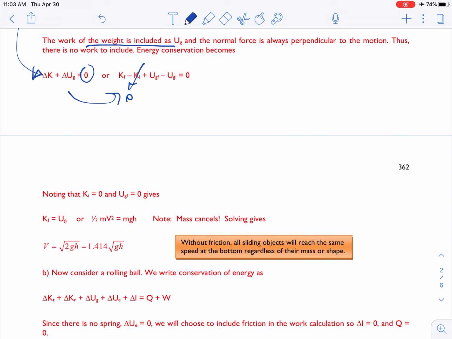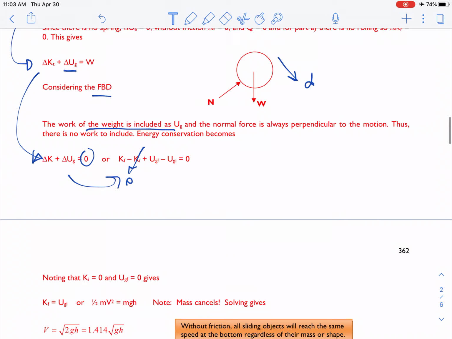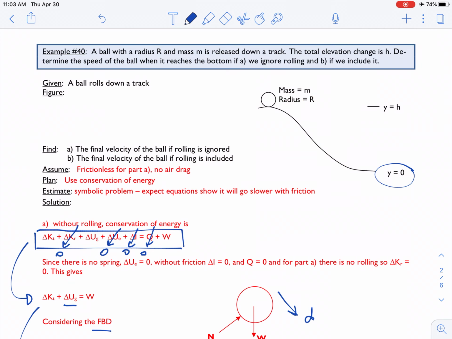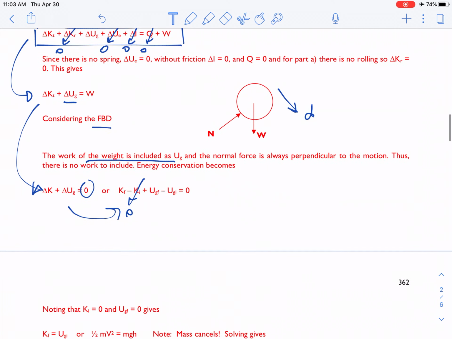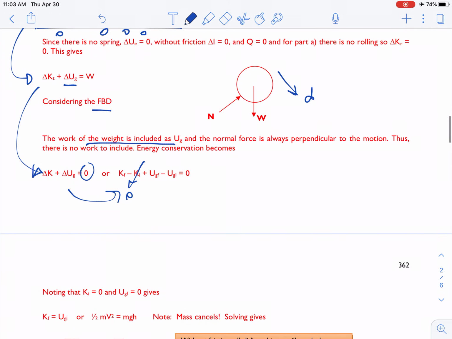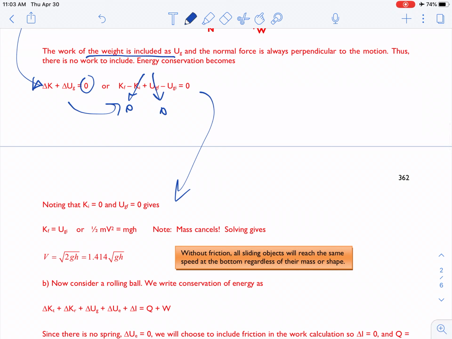And we can also say that the bottom level, as you can see in the figure, is y equals 0. So we can say that the final potential energy is going to be 0. Let's do that as well. So we have only 2 terms left, and you put them into the equation. We got kinetic final equals gravitational potential initial. Now we're writing the definitions of those energies: 1/2 mv squared for kinetic final and mgh for gravitational potential energy.